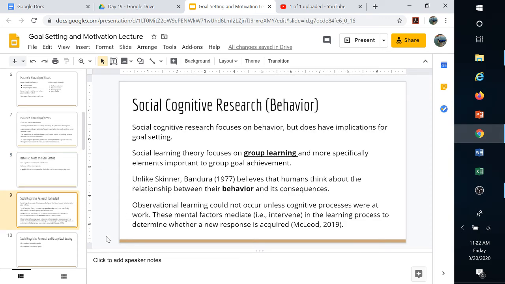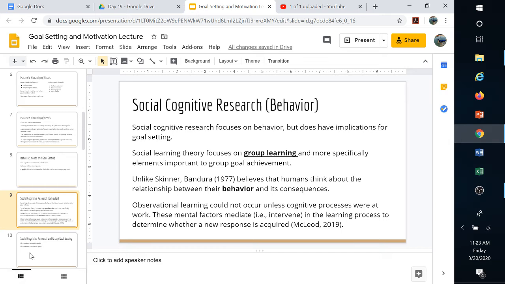Social cognitive research. So this is really more important. This is Bandura. But this one's really more important in group learning and how you learn in a group setting. So Bandura really believed that behavior played a key role in a person's ability to learn. Like Skinner, who made the Skinner box, he's more into operant conditioning. Same thing with Pavlov. A lot of these just thought conditioning was the most important part when it came to learning. But Bandura really focused on behavior.